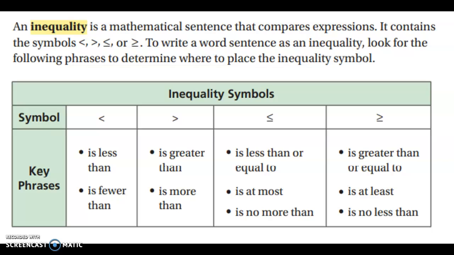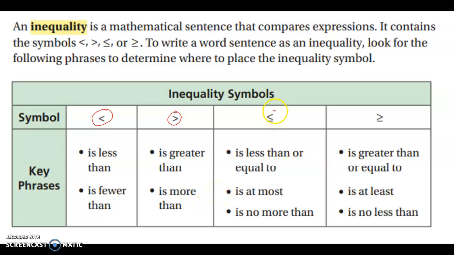To write a word sentence as an inequality, look for the following phrases to determine where to place the inequality symbol. This symbol right here is the less than symbol. If you see "is less than" or "is fewer than," you would put the less than symbol. The key is it has to have that word "is" with it. If it just says "less than," that's minus. So it's "is less than." And then the greater than symbol right there, that's "is greater than" or "is more than."